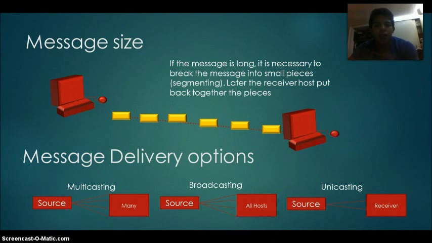There are some message delivery options. The first is unicasting. That is when the source of the information wants to send to just one receiver. Multicasting is when the source wants to send to more than one receiver, but not all the hosts. If you want to send to all the hosts, it's called broadcasting, and everyone in the network can see it.